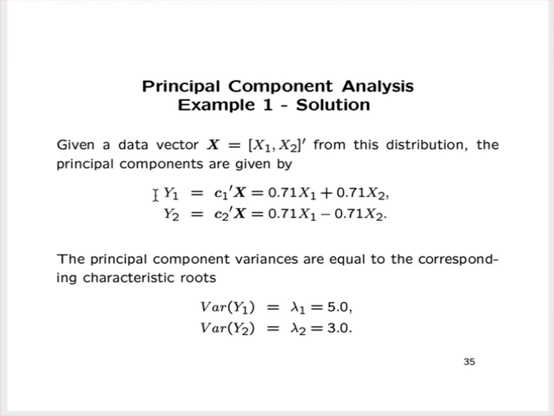Well, we use these coefficient vectors to get the coefficients. C1 had coefficients 0.71 and 0.71. And so you see here, this is the linear combination that we apply to the x vector to get y1: 0.71 times x1 plus 0.71 times x2. To get the second principal component, we use the coefficients from C2, and so the linear combination is 0.71 times x1 minus 0.71 times x2.